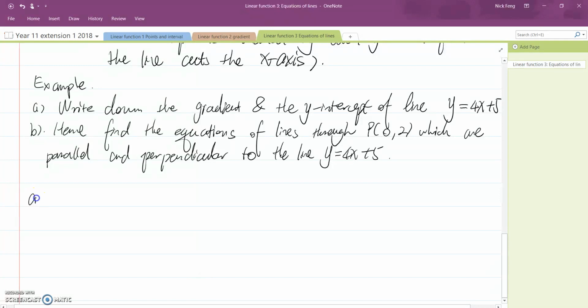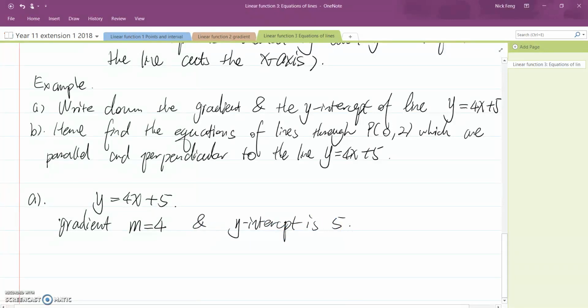Now, first of all, we need to write down the gradient and the y-intercept of this given line y equals 4x plus 5. Because it's already in gradient intercept form, the gradient here is 4 and the y-intercept is 5. Okay, so gradient, y-intercept. Next one.